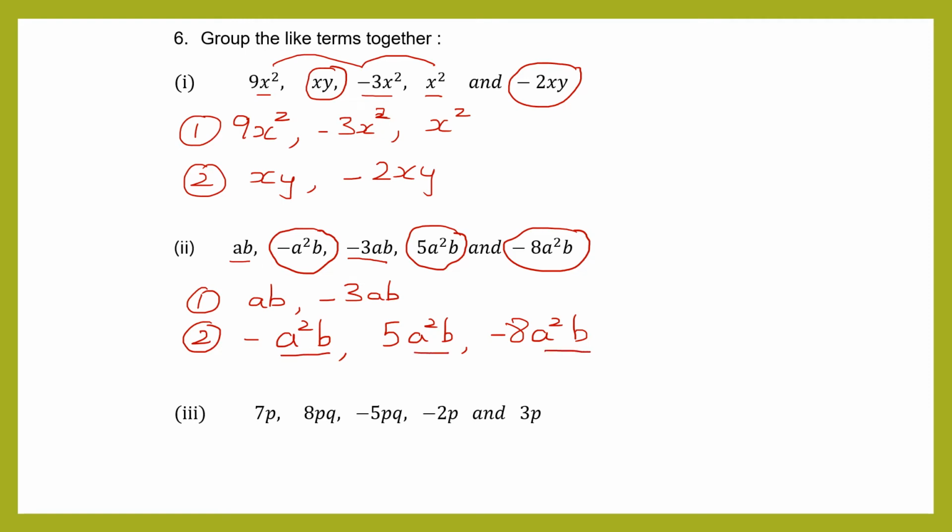Let's go on to question 3. Now here I have P. Let's look out for other terms that have only P. Not the second one, not the third one, the fourth one. Yes, minus 2P and the last one. Then let's see the ones not underlined. 8PQ. Okay, this is PQ. Now, is there another term with PQ? Yes, minus 5PQ. Let's write down the first set of like terms: 7P, minus 2P and 3P.